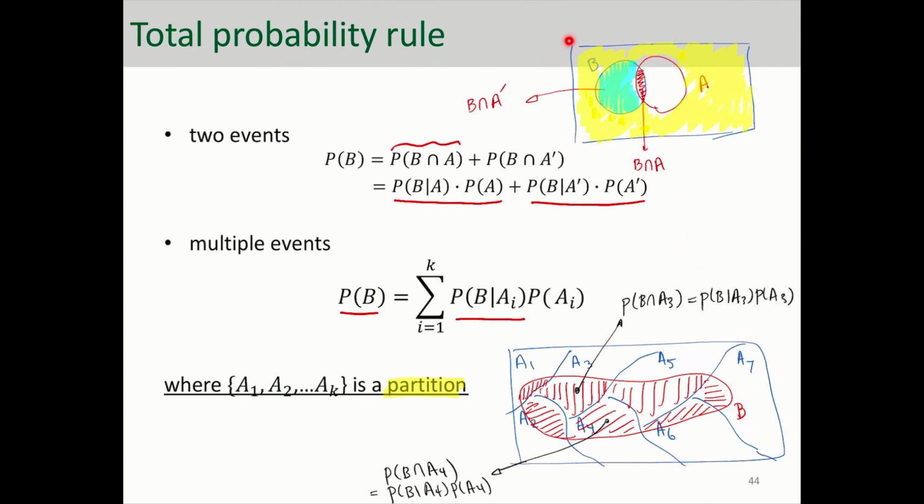Even here we had a partition, because A and A prime form a partition. They do not intersect and they form the sample space. So let's take a look at one example to see the application of this rule.